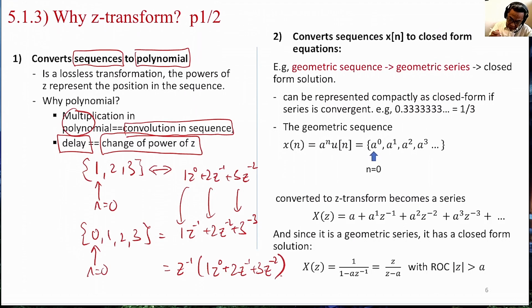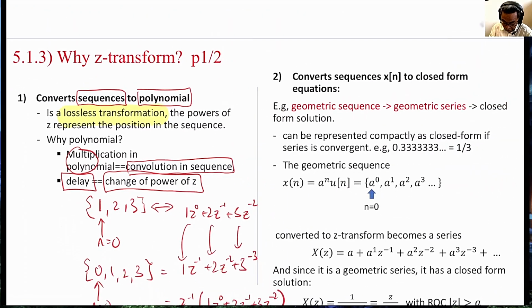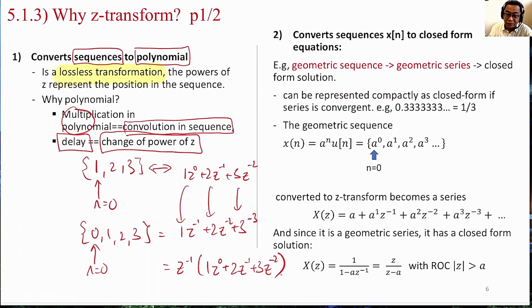Now, if you think that this is a conversion of a sequence to a polynomial, then of course it's a lossless transformation, because we are representing a sequence by a polynomial. The powers of Z represent the sequence. Therefore, everything else is the same. So there is no change of information except that we have just converted it from one representation to another, and therefore it is a lossless transformation.